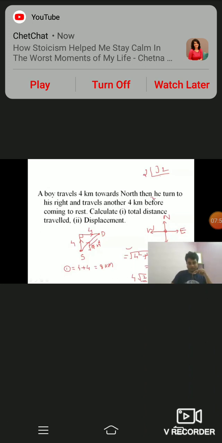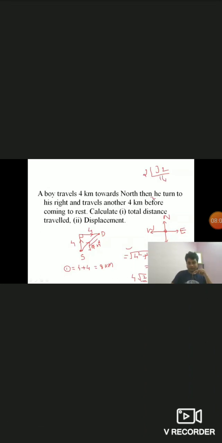How did you get this 4 root 2? Root 32, so you can factorize this 32. You can write it this way: 2 times 16, and 16 is 4 times 4. So this 4 can be taken outside the root, giving 4 root 2. If you multiply 4 into 1.414, you get 5.65. So the answer is 5.65. 4 root 2 is the displacement. So this is about displacement.